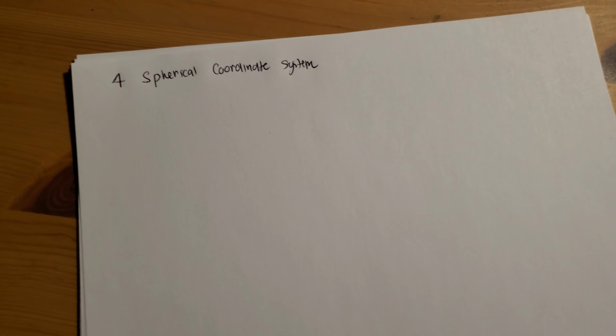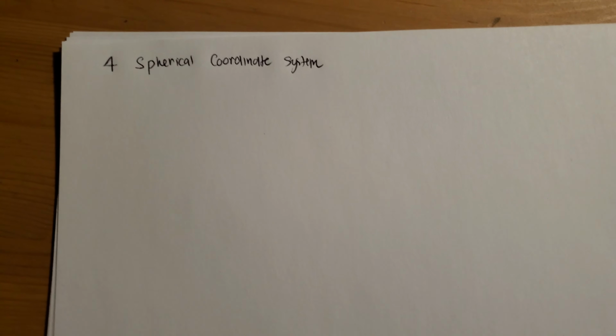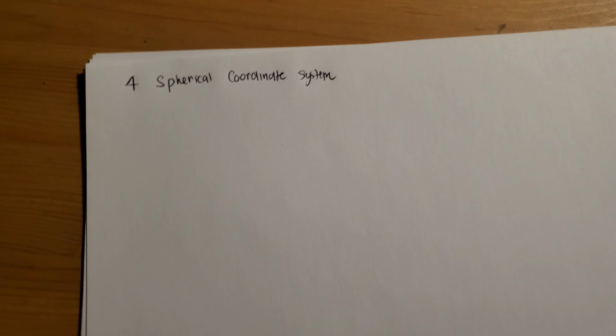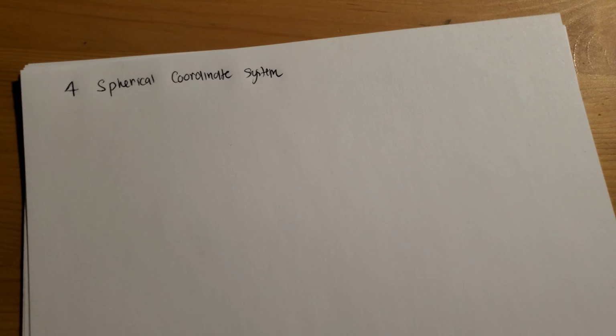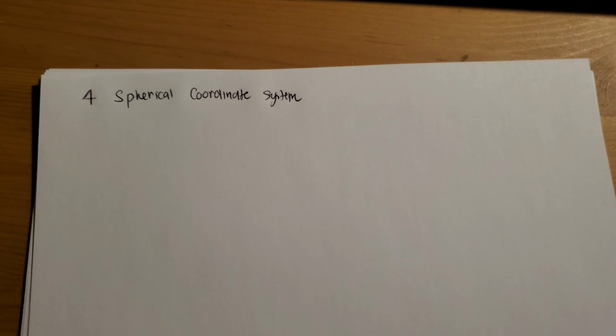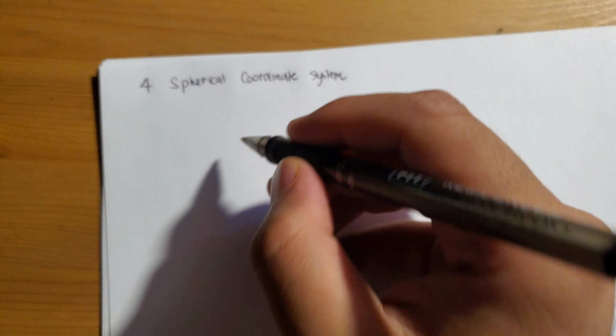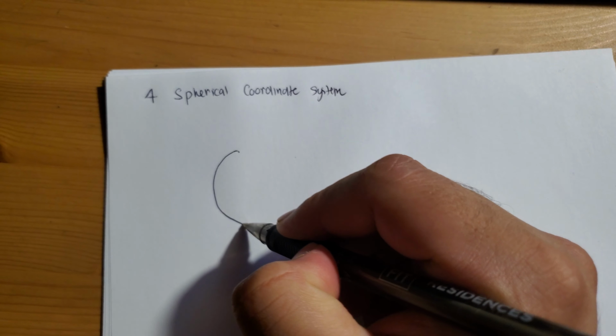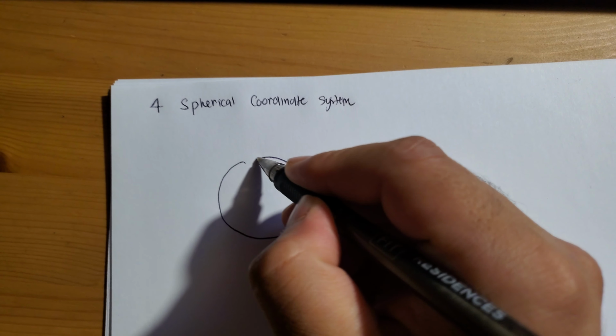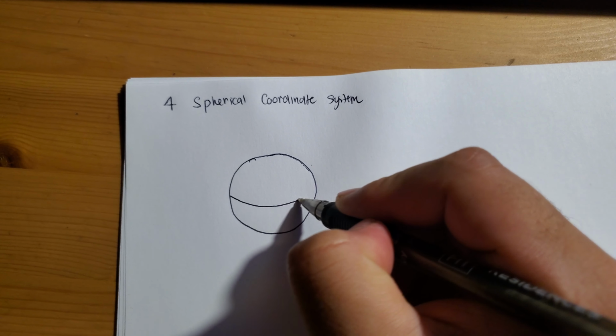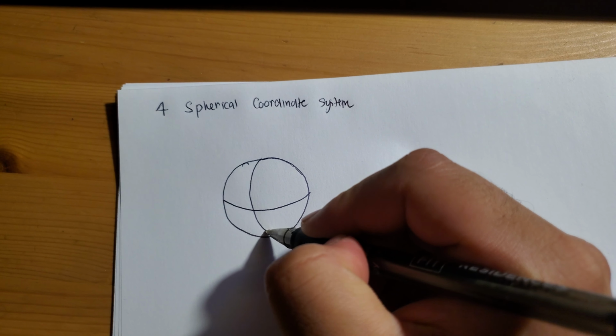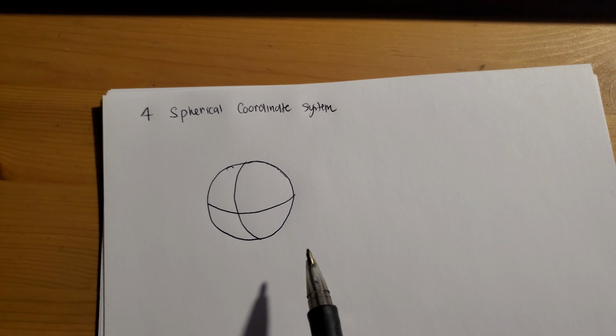Hello everyone. So today we're going to talk about spherical coordinate systems. Now, a spherical coordinate system is easily explained if you think about a sphere. So let's say I draw a ball, right? Now this ball, again, three-dimensional. I'm doing my best here to showcase that.